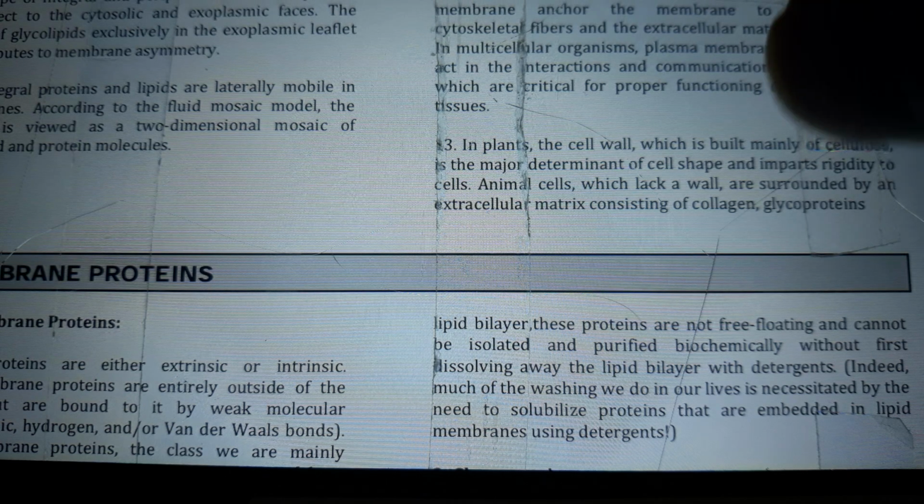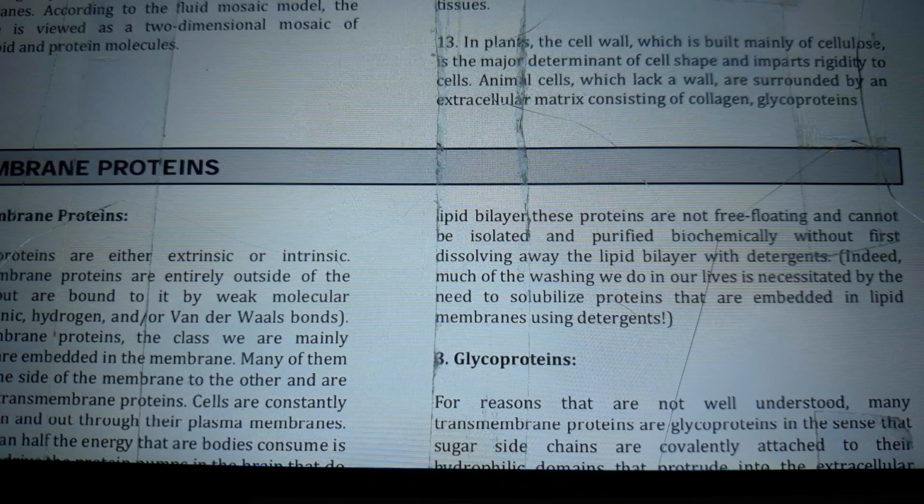functioning of multicellular tissues. In plants, the cell wall, which is built mainly of cellulose, is the major determinant of cell shape and imparts rigidity to cells. Animal cells, which lack a wall, are surrounded by an extracellular matrix consisting of collagen and glycoproteins.